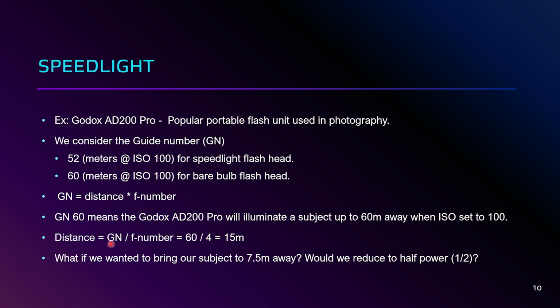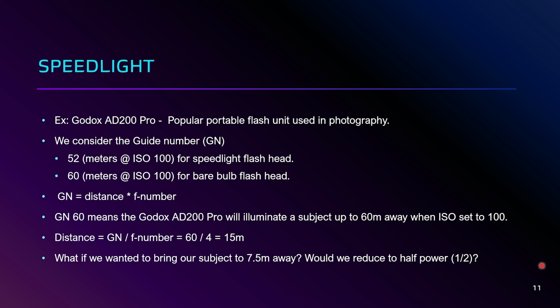Suppose your gauge number is 60 and your f-stop is 4, then your AD200 Pro light can illuminate the subject which is placed up to 15 meters. It cannot illuminate a subject placed at 20 meters, 60 meters, 30 meters, whatever it is. It can illuminate a subject placed up to 15 meters only. So when you increase the f-stop value, the distance will decrease.